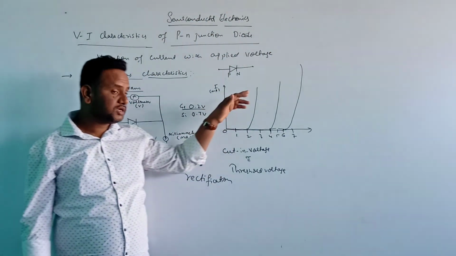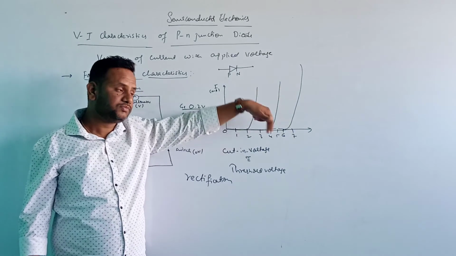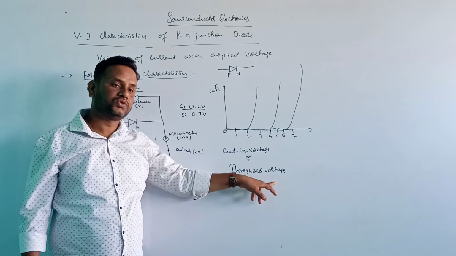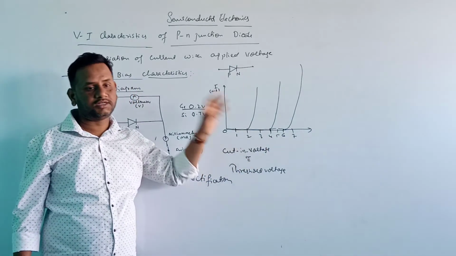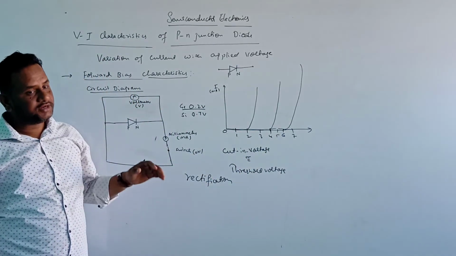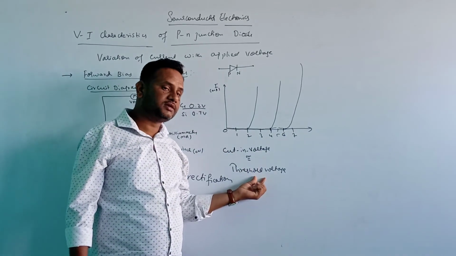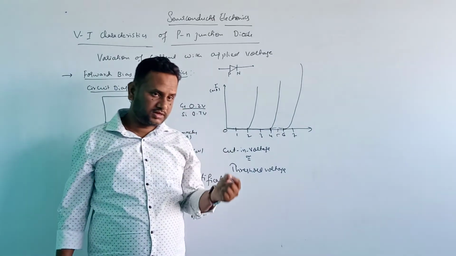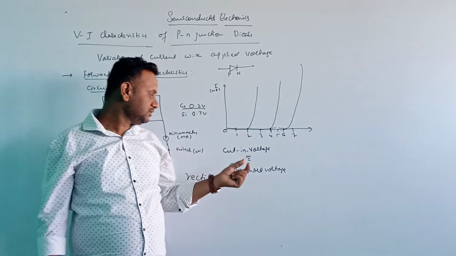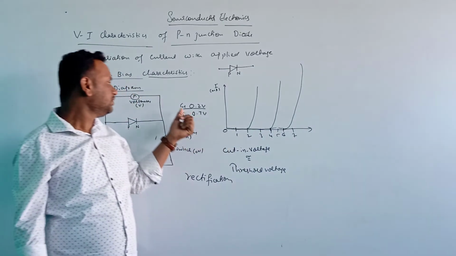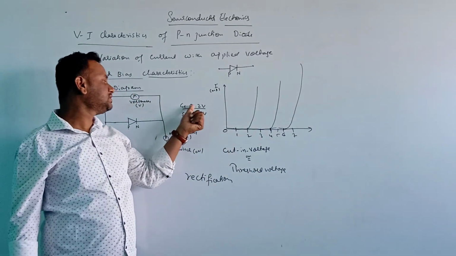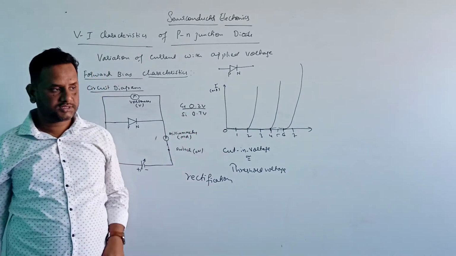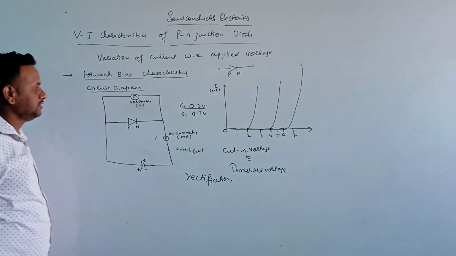At that voltage, when it starts to increase exponentially, that voltage is called the threshold voltage or cutting voltage. You can also define it as the minimum voltage at which the current starts to increase. Okay, that is called the threshold voltage. So the threshold voltage for germanium is 0.2 volt, for silicon it is 0.7.